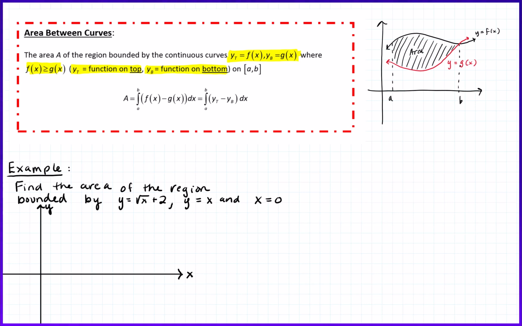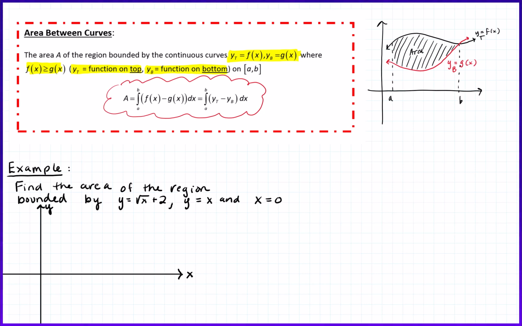So in my little picture that I drew over here, this function, f of x, is the function on top, and g of x is the function on bottom because it is smaller. It is below f of x. So that's y sub b in the notation. If those functions are defined as such on the interval from a to b, then the area between those two regions is the integral from a to b of f of x minus g of x dx. And in shorthand notation, you can write the integral from a to b of y sub t minus y sub b, and I will use that notation.